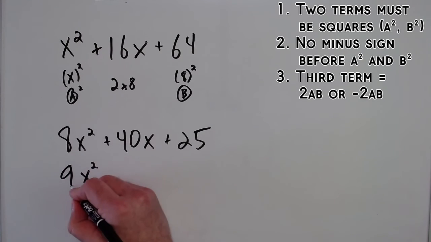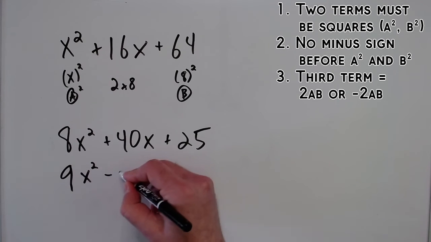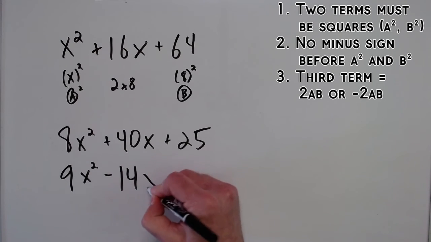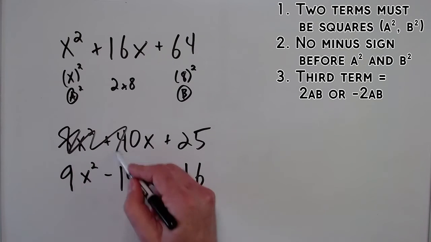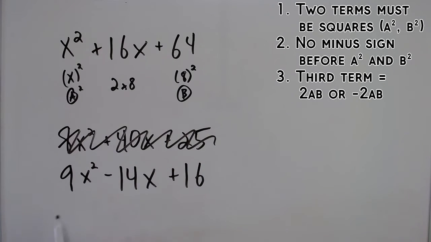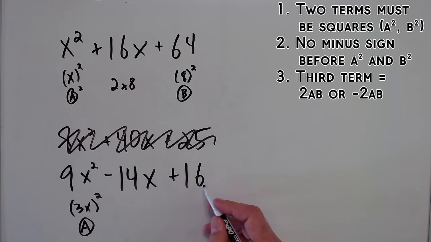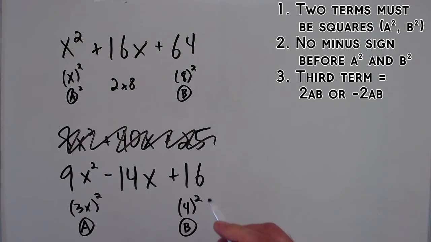9x squared, that's a 9, I promise, minus 14x plus 16. And this was not a trinomial square. You get out of here. All right, do we have 2 things that are squared? Yep, we've got 9x squared, which is 3x squared. So this is the a in our template. You've got 16, which is 4 squared, which is b in our template.